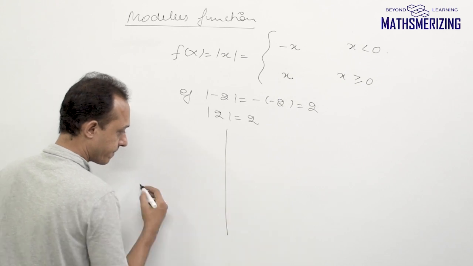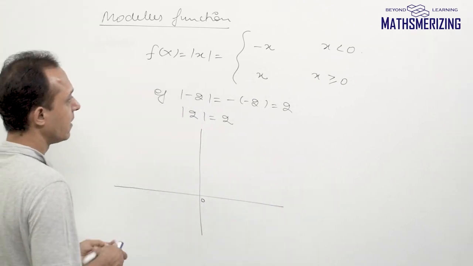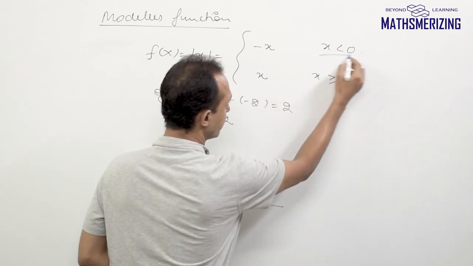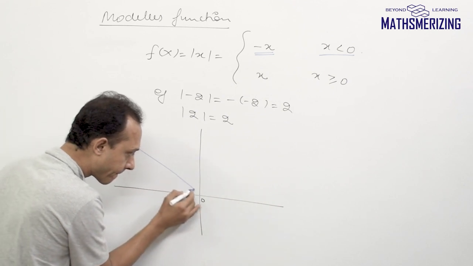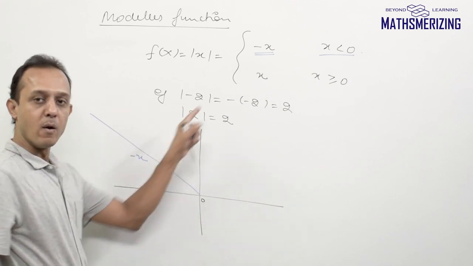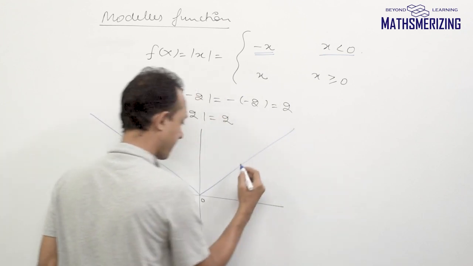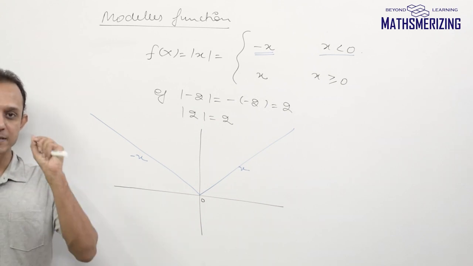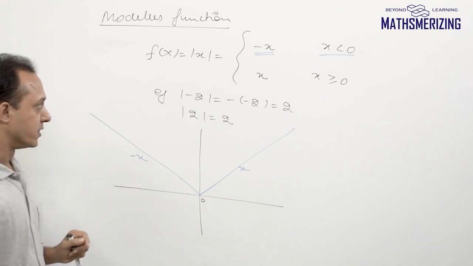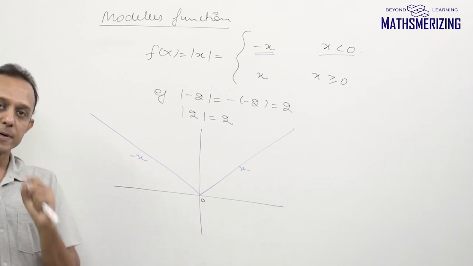Now if I have to draw the graph of the modulus function, what I'll do is, I'll draw the axes. Now when x is less than 0, it's a straight line, y equals minus x, so I'll draw this line. And when x is greater than 0, again, it's a straight line, which is y equals x. So that is the graph of the modulus function. So the modulus function is basically a V-shaped graph. So this is how we can draw the graph of the modulus function. Now we'll come on to properties of the modulus function.